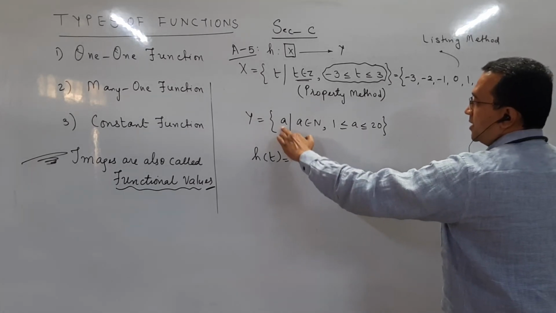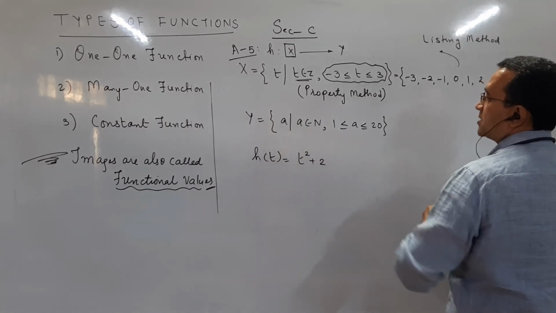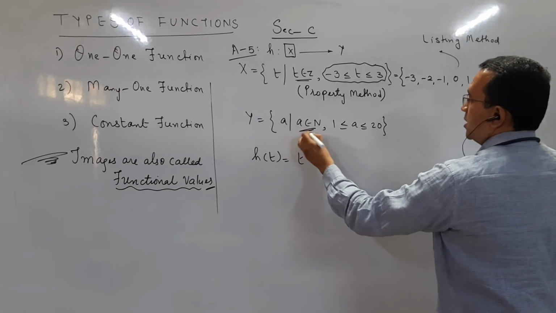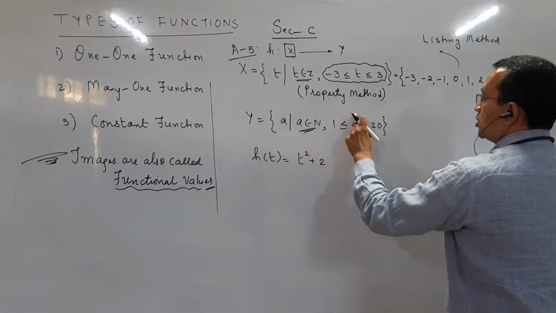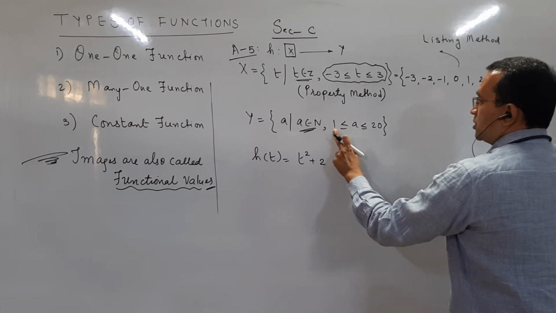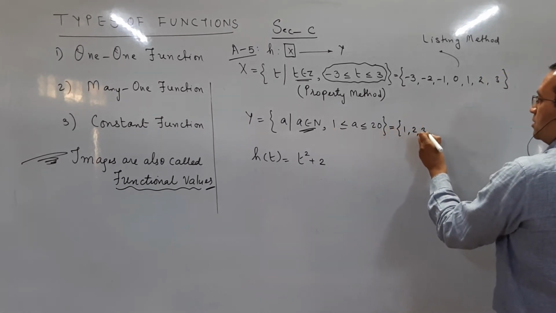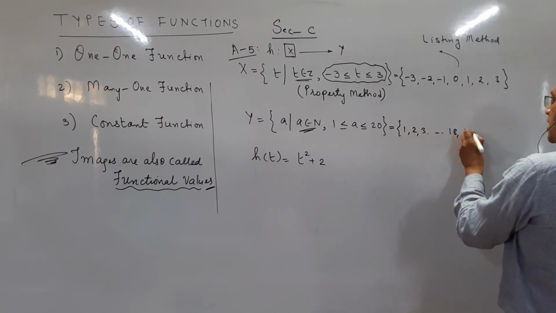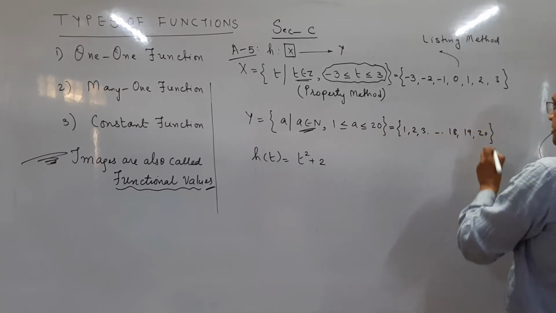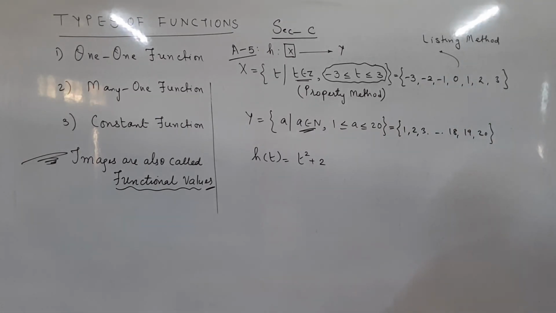Read it as A. Oblique means such that A belongs to n means natural numbers. 1 less than or equal to A less than or equal to 20 means I should write all natural numbers starting from 1 to 20 in codomain. I am not writing all. I am under the impression that all of you know to write natural numbers 1 to 20.